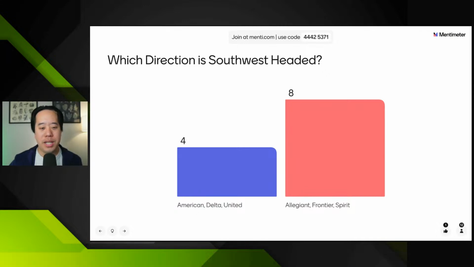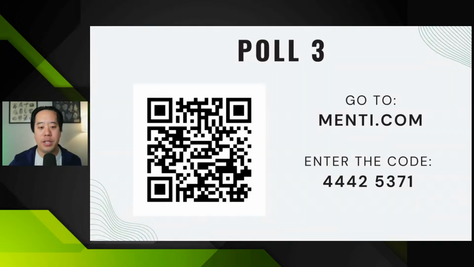So I'll go ahead and stop the voting there. It looks like most of you said that it's Allegiant, Frontier, Spirit, which I agree with. And then some of you say it's going towards American, Delta, and United.